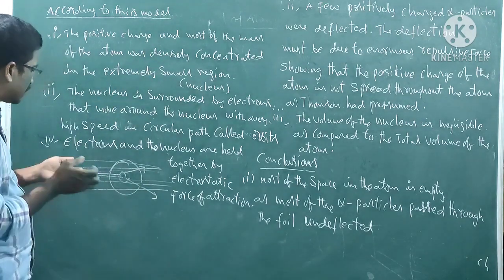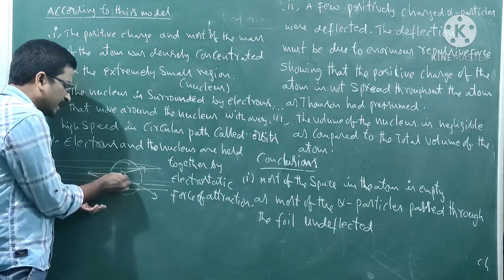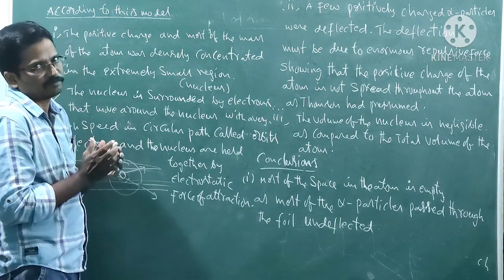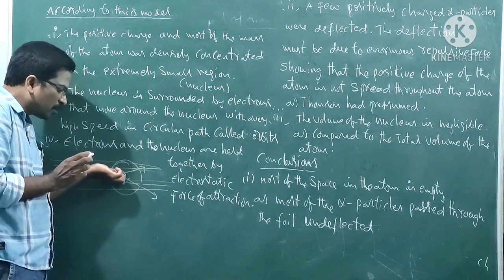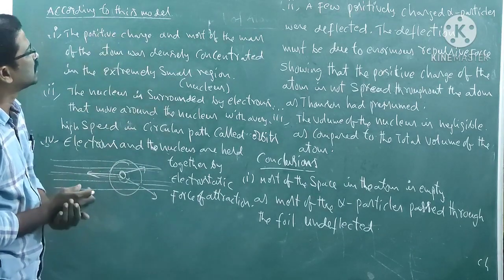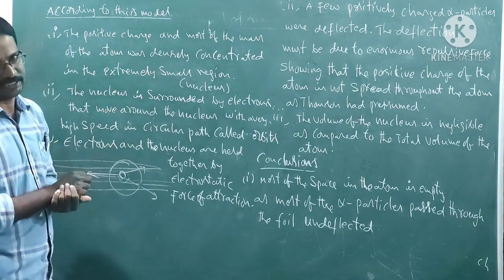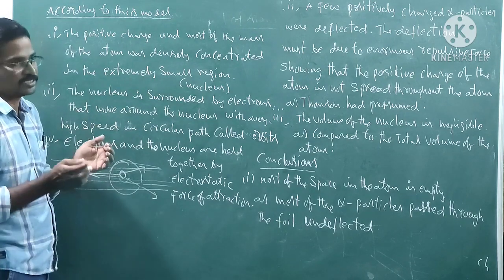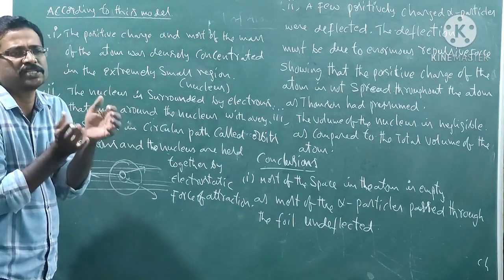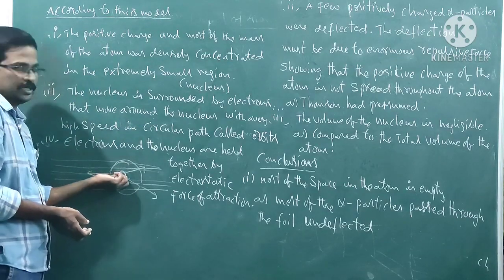We know the mass of an atom is densely concentrated in a smaller area. Most of the part is empty. This is the first point of his theory: positive charge and most of the mass of an atom are densely concentrated in a smaller region. That is known as the nucleus. The nucleus alone has greater mass.